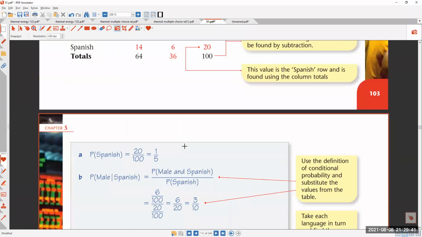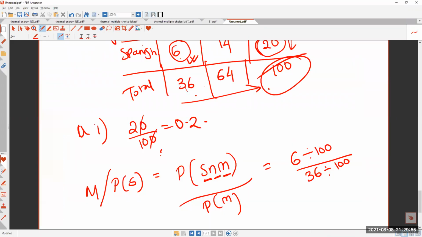B part they get 3 by 10. Male Spanish 20 by 100, it's probably okay 1 by 5. Male and Spanish 6 by 100. Probability of Spanish, I completely forgot. Oh, it should be Spanish, not male. Sorry, I didn't see this one. Spanish কত? Spanish কজন? 20 জন আছে, 20 by 100. So you know what to do after this. Do this in your calculator, you'll get your answer in calculator.